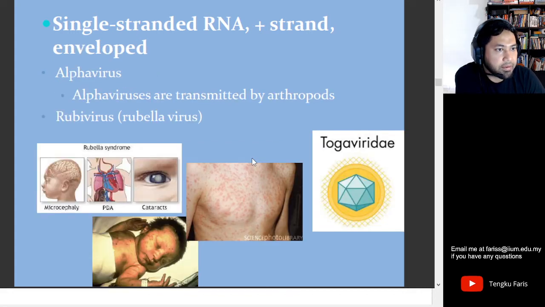Single-stranded RNA, positive strand, envelope. This includes the alphavirus and is transmitted by arthropods. Rubivirus, rubella virus, in this case it can cause microcephaly, PDA, and also cataracts. It is being classified under family Togaviridae.